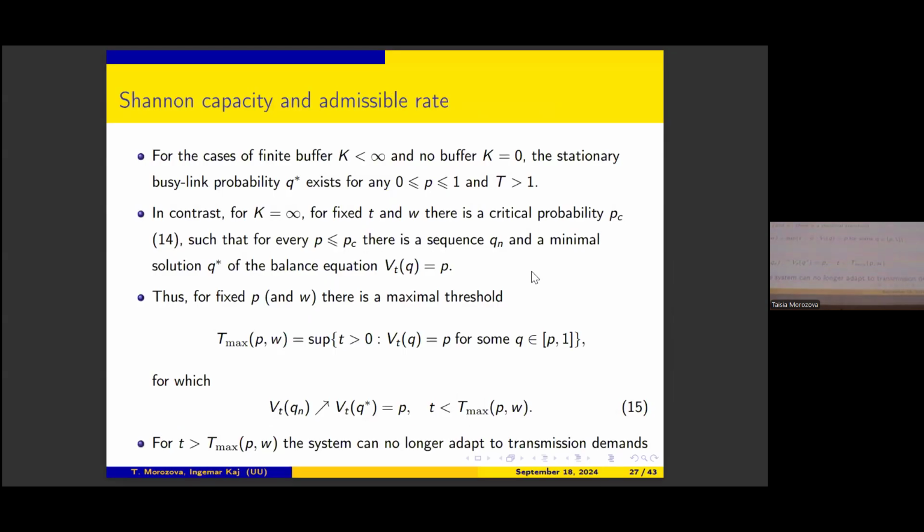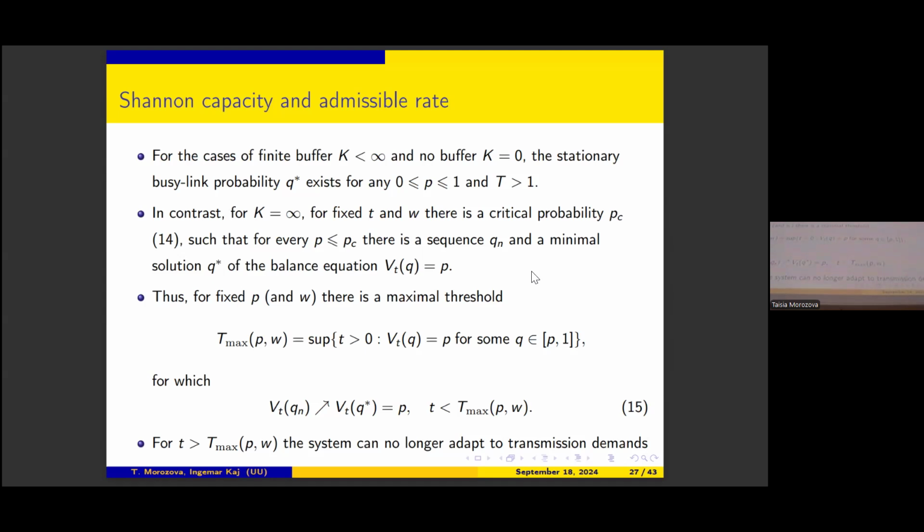Okay, so this was the coverage probability. Maybe I will mention a few things about capacity also. Capacity was published in a different paper where we put a full focus on capacity, but I'm not going to go into many details now, just some brief results. For capacity, we of course have the same problem. For the finite buffer case, we always have this solution, so we always have the steady state, but for the infinite buffer it is not the same. We will need some critical p.